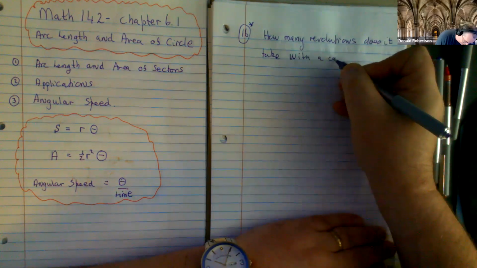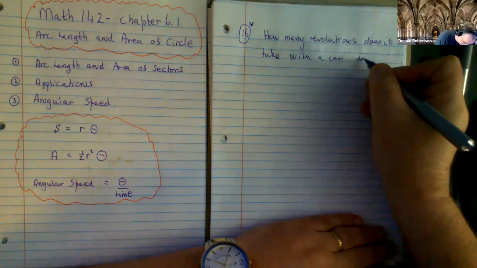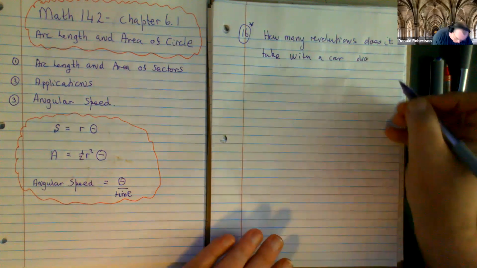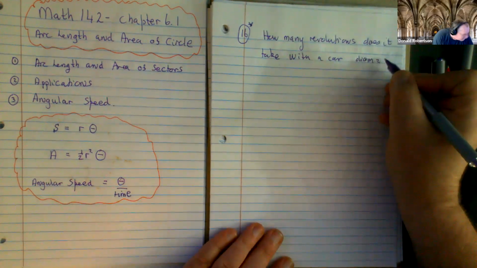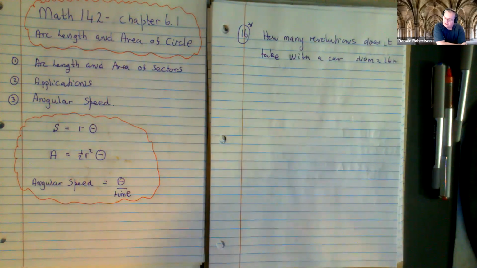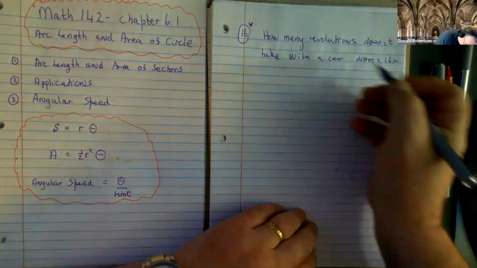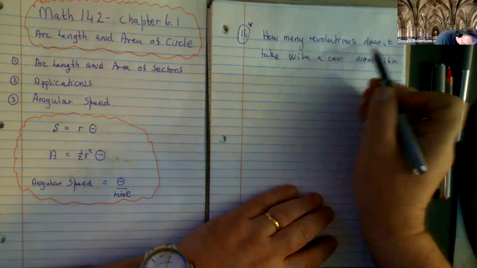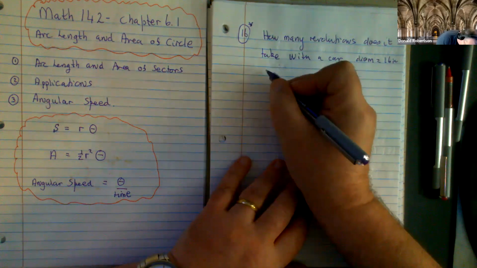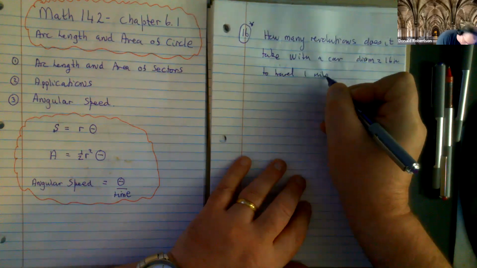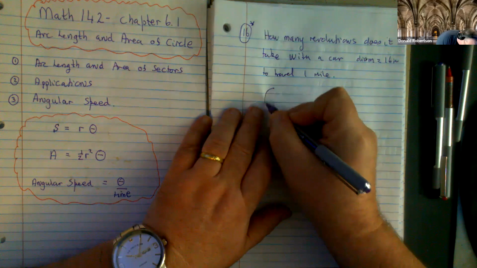With a car, I think I did this one, or one at least similar to it, that has a diameter of 16 inches. Did we do a question, how many revolutions? I know we did some with a car wheel, but was it this one? We weren't looking for revolutions, we were looking for how many miles per hour. Okay, so this is a little different. So how many revolutions does it take with a car that has a diameter of 16 inches to travel 1 mile?